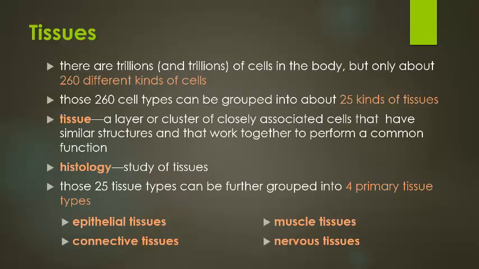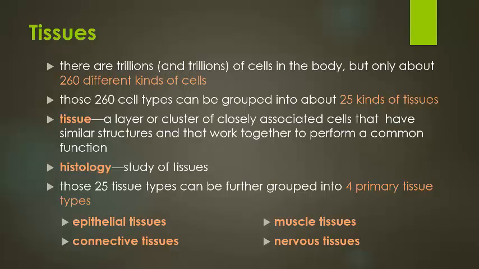There are trillions and trillions, something like 75 trillion cells in the body, but only about 260 different kinds of cells. So if we have almost 100 trillion cells in the body, we could sort those 100 trillion or so cells into 260 different buckets. And then we could take those buckets and start clustering them into about 25 different kinds of tissues.